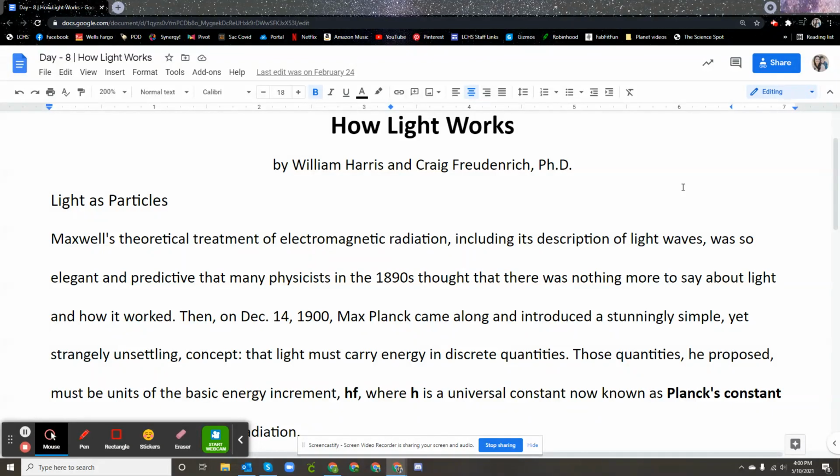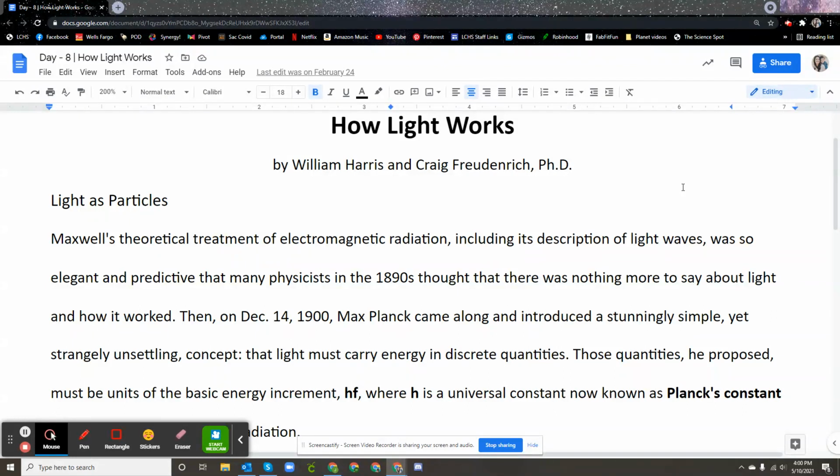How light works. Light as particles. Maxwell's theoretical treatment of electromagnetic radiation, including its description of light waves, was so elegant and predictive that many physicists in the 1890s thought that there was nothing more to say about light and how it worked.